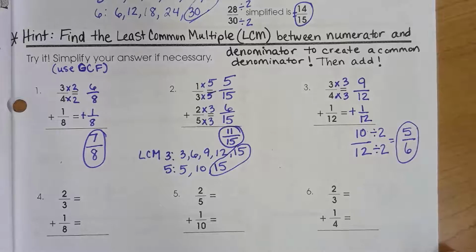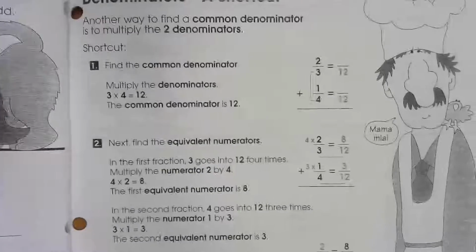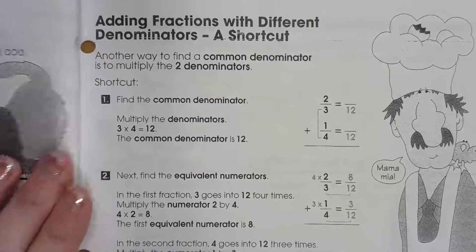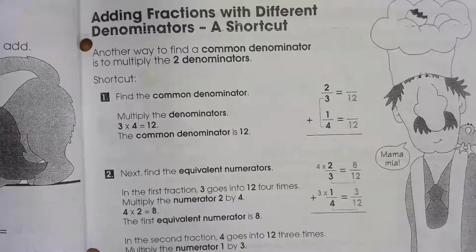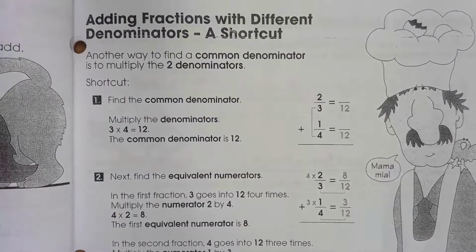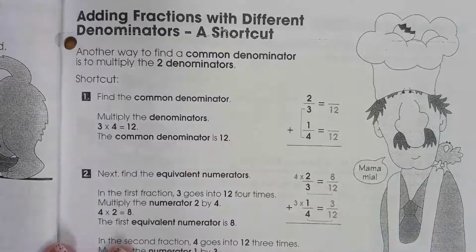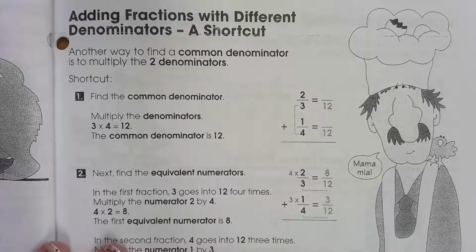Okay. Now, there is another strategy. Can you turn the page for me? Yep, to this page. It would be page 21 in your packet. And let's try another strategy. Adding fractions with different denominators.